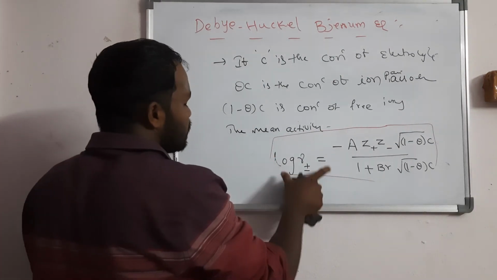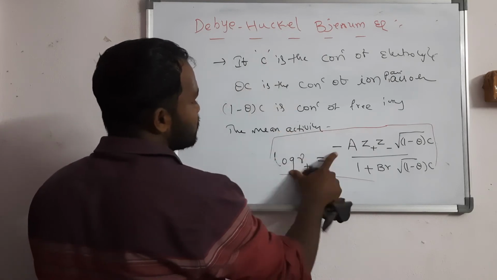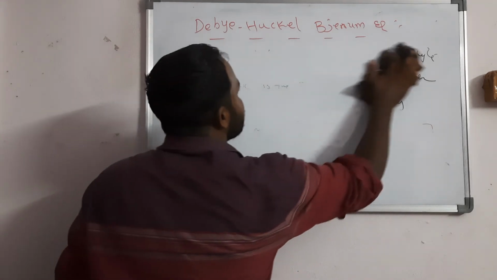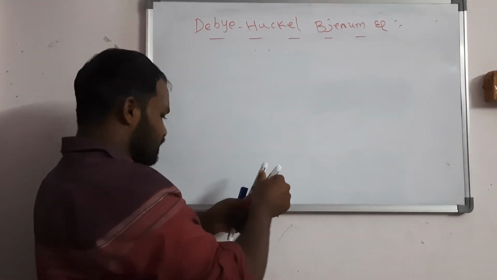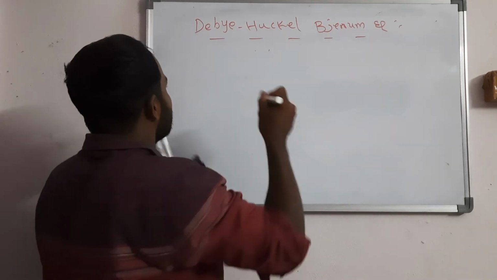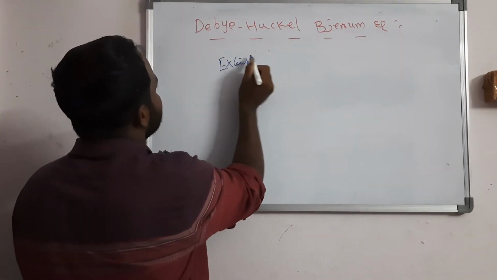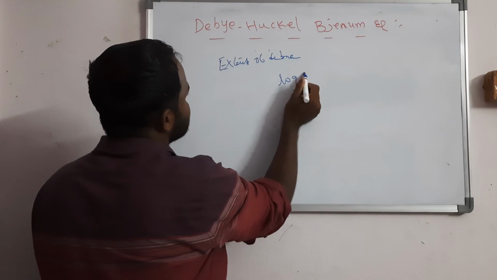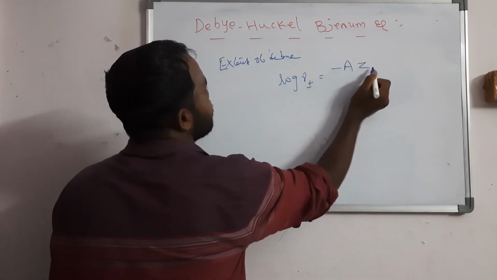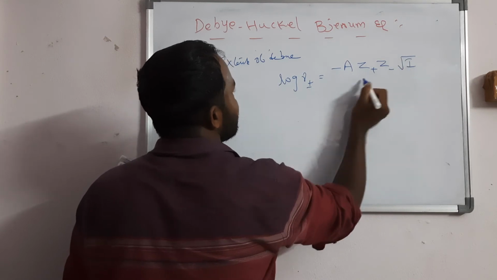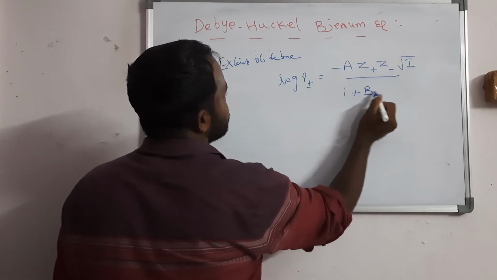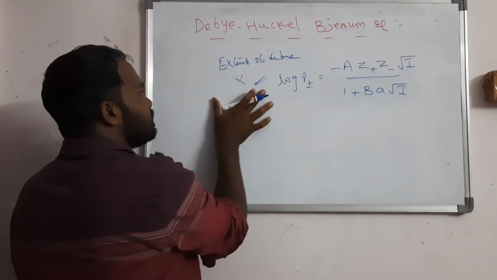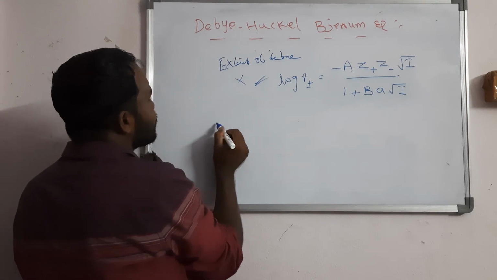So how do you remember this? I will tell you how to remember the Debye-Hückel-Bjerrum equation. Very simple. If you know the extended form of the Debye-Hückel law, what is it? Log gamma plus or minus is equal to minus a into z plus into z minus into under root I, divided by 1 plus b into a into root I. This is the extended form of Debye-Hückel.